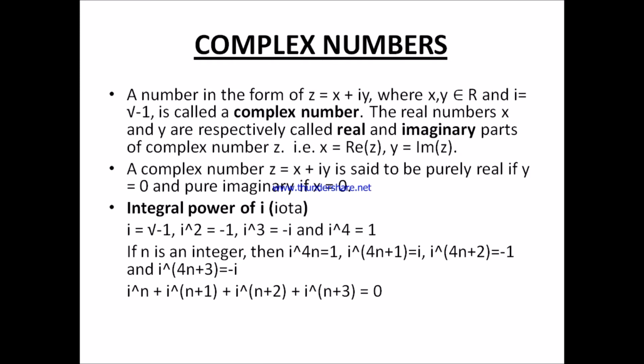z can also become a purely imaginary number if and only if the real part of z, or x, the variable x, becomes 0. Then z becomes a purely imaginary number. From this, we can understand that real numbers, or what we call purely real numbers, and purely imaginary numbers, are a subset of the complex numbers.